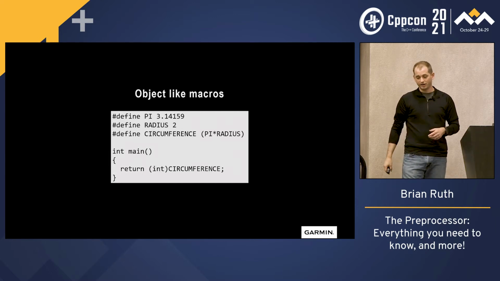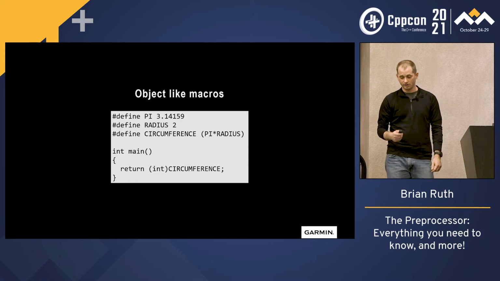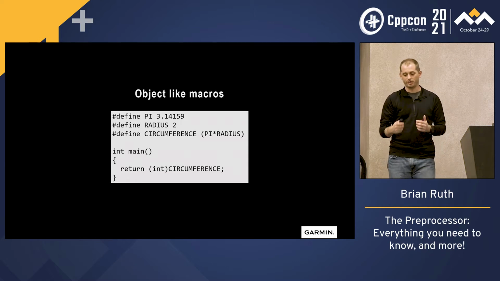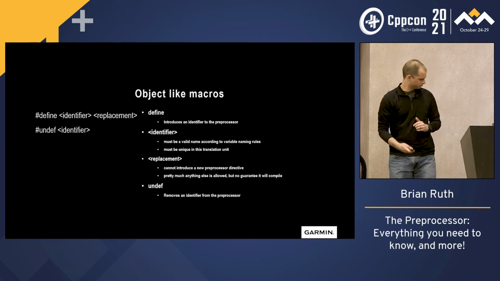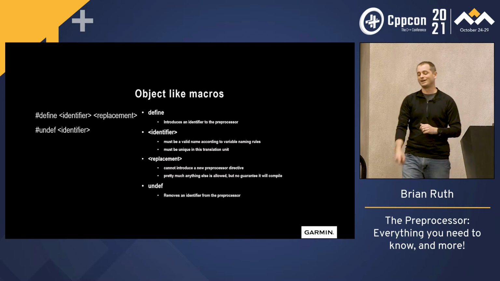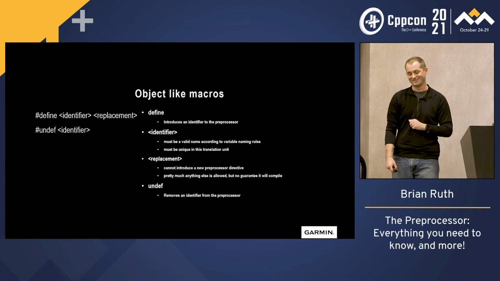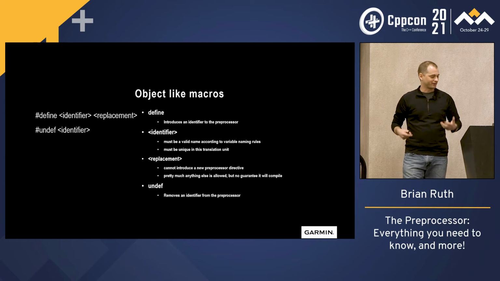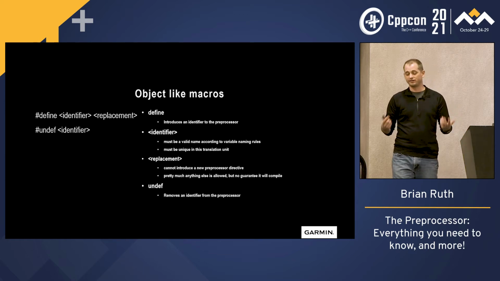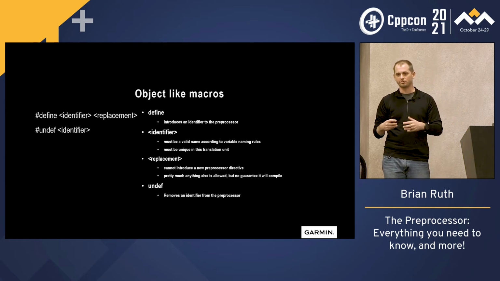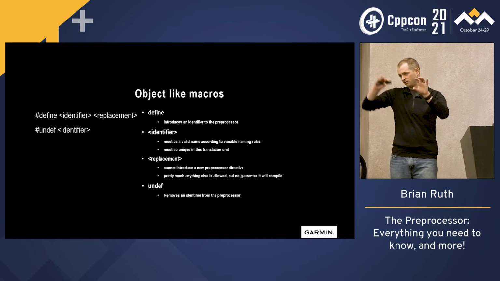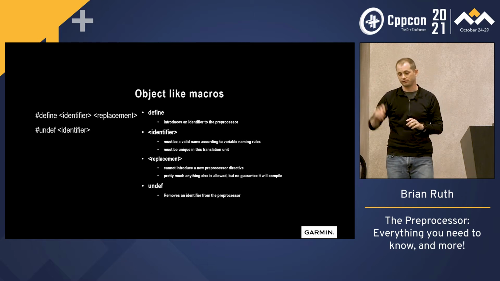So here we've got the int main, it's going to return the circumference, and conceptually what's happening is that first the circumference, oh, I changed my slides. So an object-like macro is going to start out with your define. It's going to introduce an identifier to the preprocessor. So this is what tells the preprocessor, hey, this has this meaning. So when you find this, replace it with this text.